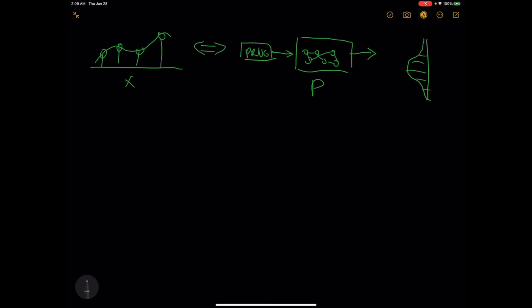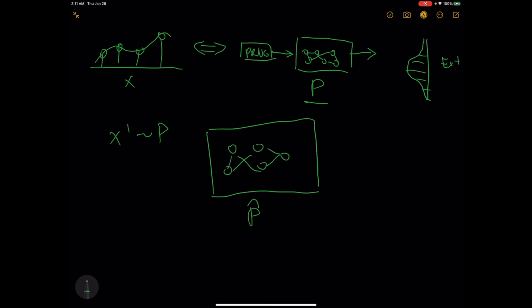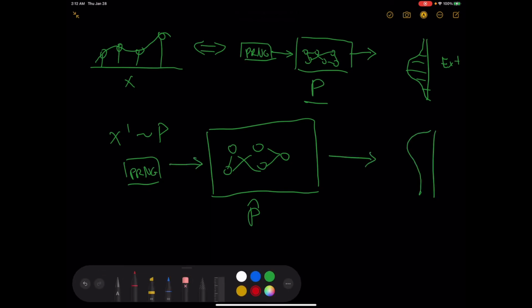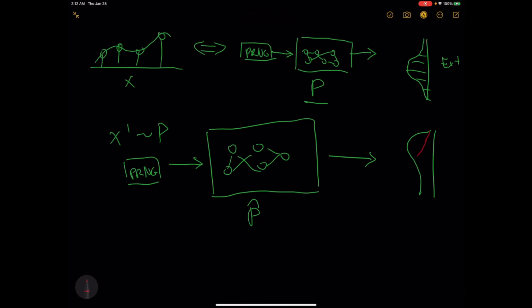However, the problem is we don't have access to the true intensional description of P. We only have access to this extensional description. But we'd still like a way to generate new samples from P. So one way of trying to reconstruct P is to generate a random graph, take inputs from the same PRNG, and compare the outputs of this distribution with the distribution from our data set.